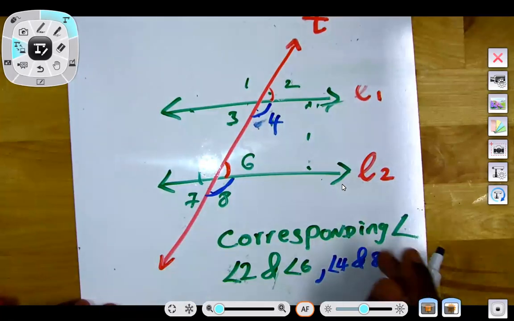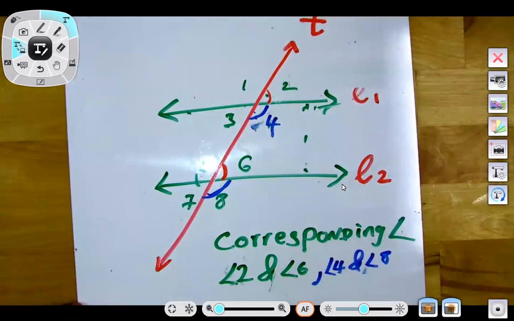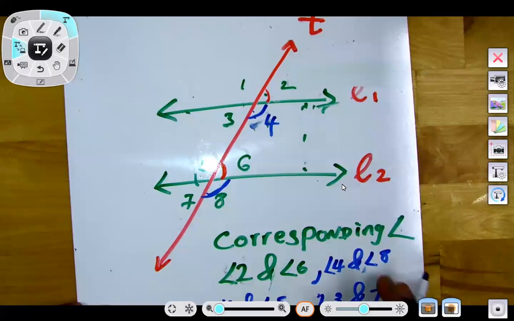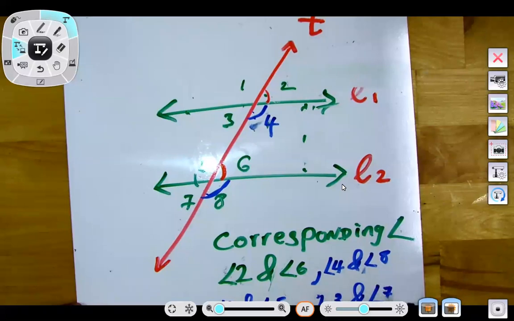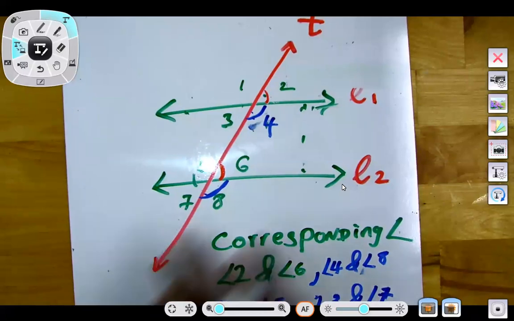What else? This is 8. You can say 1 and 5, angle 1 and angle 5. And what is the last one? 3 and 7, angle 3 and 7. All these are corresponding angles. If you look at it, it's going to be the same way.